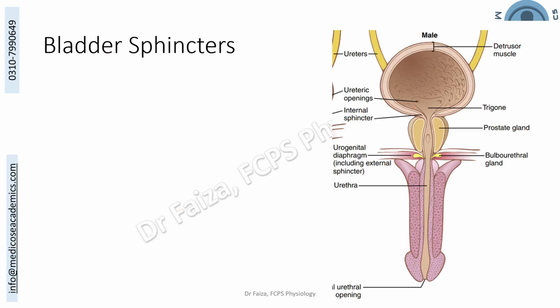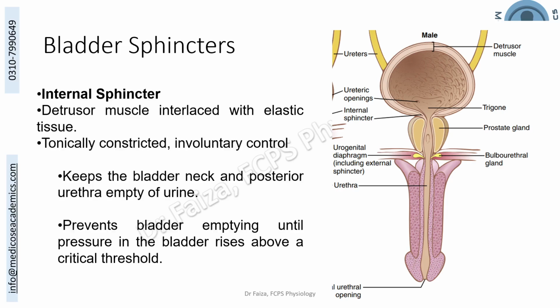While we are talking about the physiological anatomy of the bladder, let's also look into the details of the bladder sphincters. There is an internal urethral sphincter and an external urethral sphincter. The internal sphincter is basically the detrusor muscle, which is interlaced with the elastic tissue over here. It is thickened over here to function as the sphincter, and it is tonically constricted and is under the involuntary control. It keeps the bladder neck and posterior urethra empty of urine.